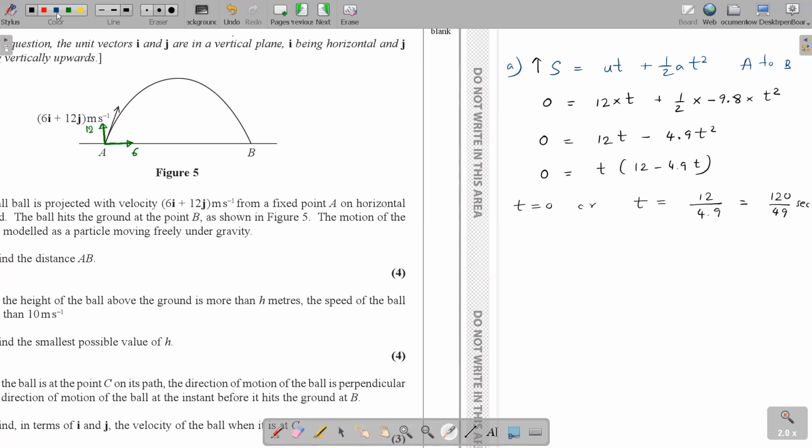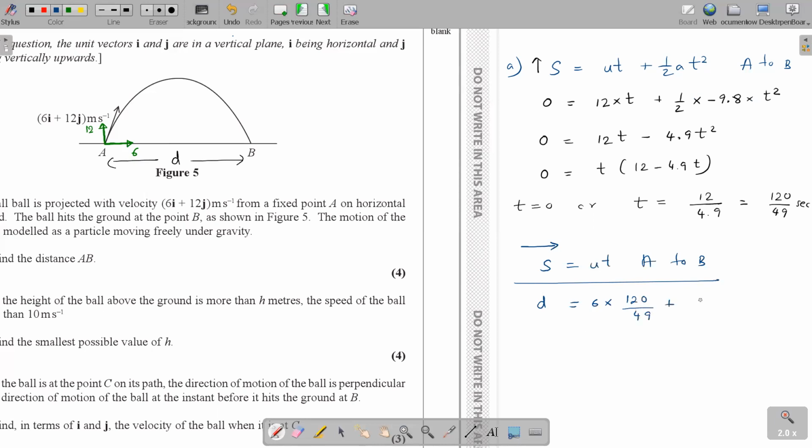Okay, so now I need to find my horizontal displacement. I apply s equals ut plus half at squared horizontally. So the horizontal displacement from A to B is what I'm trying to find. I'll name it D here, which is exactly what I'm trying to find. So D: initial horizontal component is 6, and then time is 120 over 49.